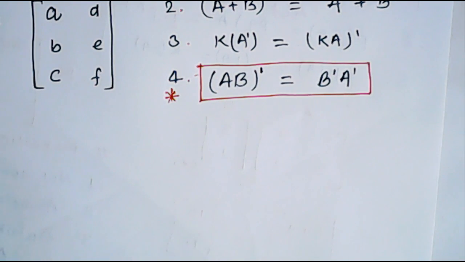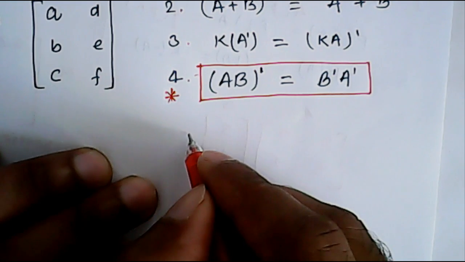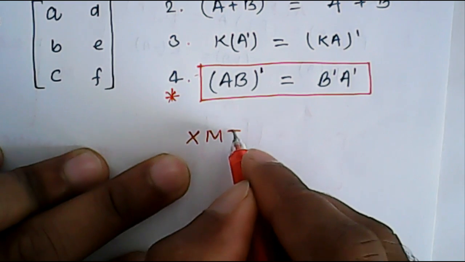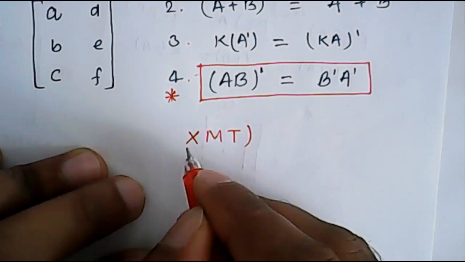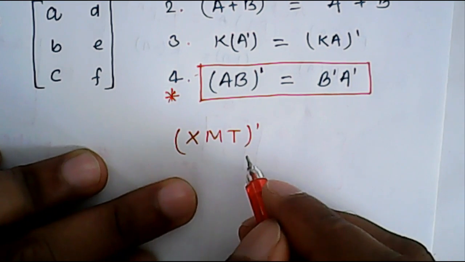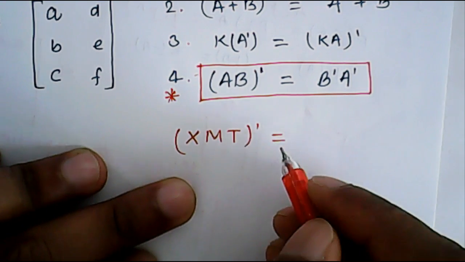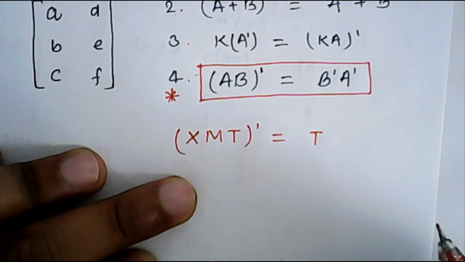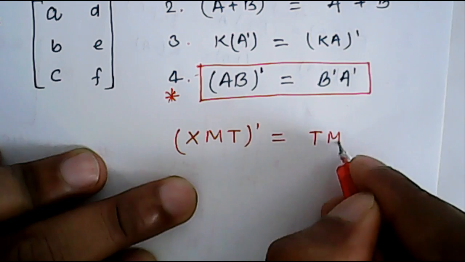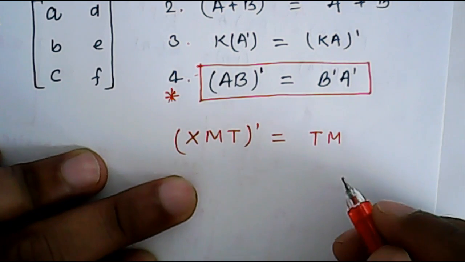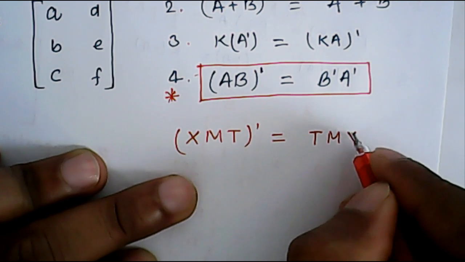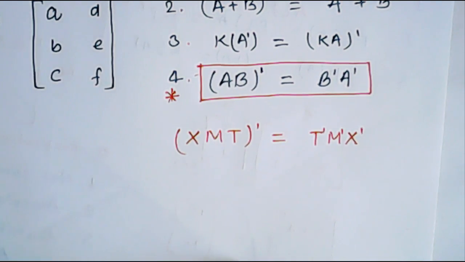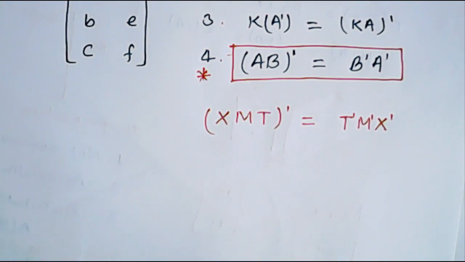For example, we'll take another example. You have matrix X and another matrix M T, and you take the multiplication and then the transpose. If you want to break it, the order will be changed. So first T will come, then M in between, then X, each individually transposed. I hope you understand it.